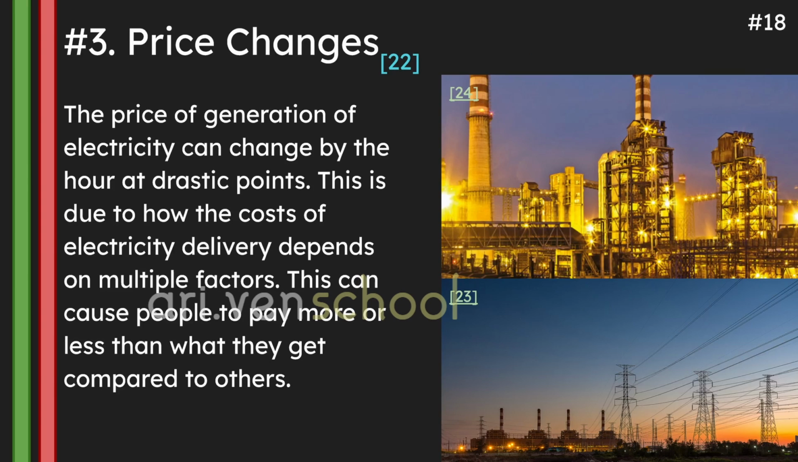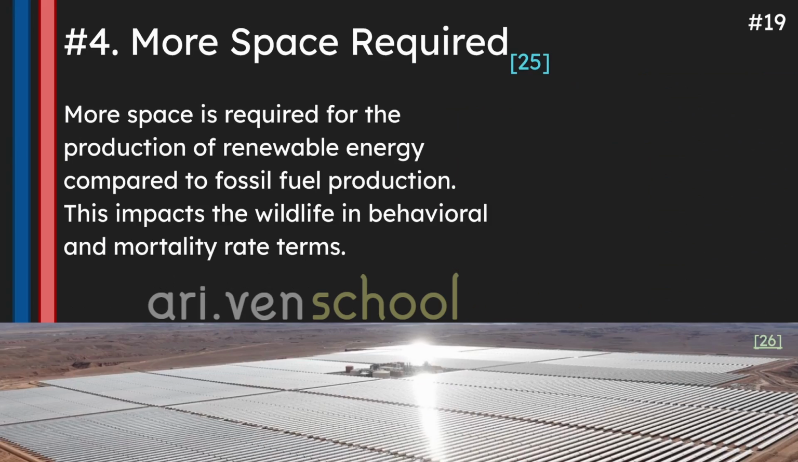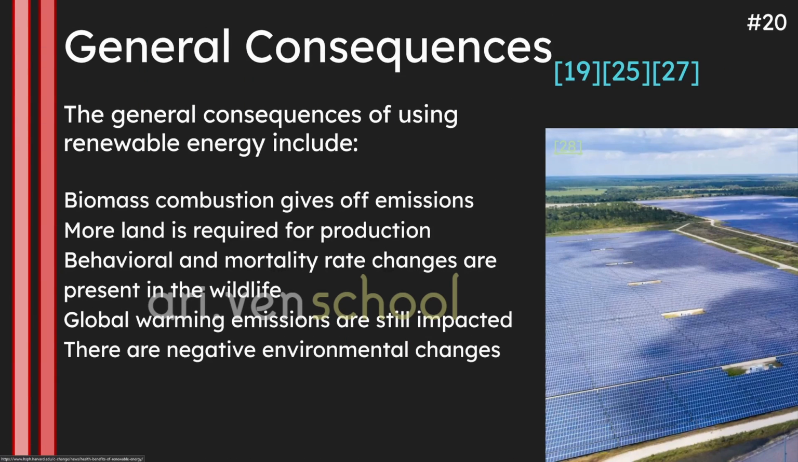To continue, there are also price changes, and the price of generating electricity can change by the hour at drastic points. This is due to how the cost of electricity delivery depends on multiple factors. This can cause people to pay more or less than others. Finally, more space is required for the production of renewable energy compared to fossil fuel production. This impacts wildlife in terms of behavior and mortality rate. The general consequences of using renewable energy include that biomass combustion gives off emissions, more land is required for production, behavioral and mortality rate changes are present in wildlife, global warming emissions are still impacted, and there are negative environmental changes.